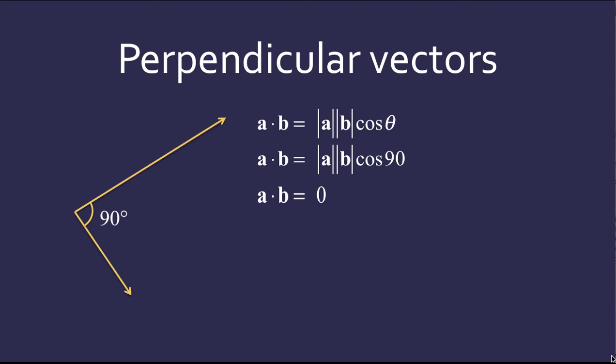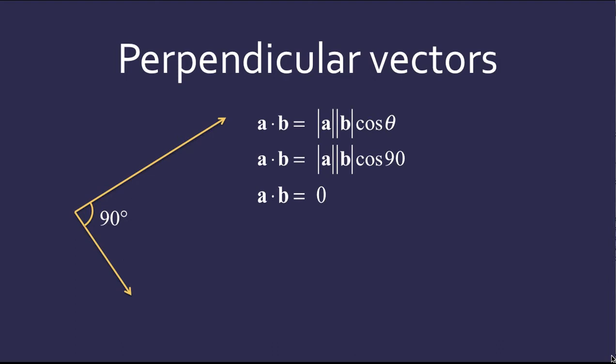Now the dot product will be zero if either A or B is of zero length too. But if A and B do have size, then if A dot B is zero, this means that the two vectors must be perpendicular. This is a very helpful test for determining whether two non-zero vectors are in fact perpendicular.